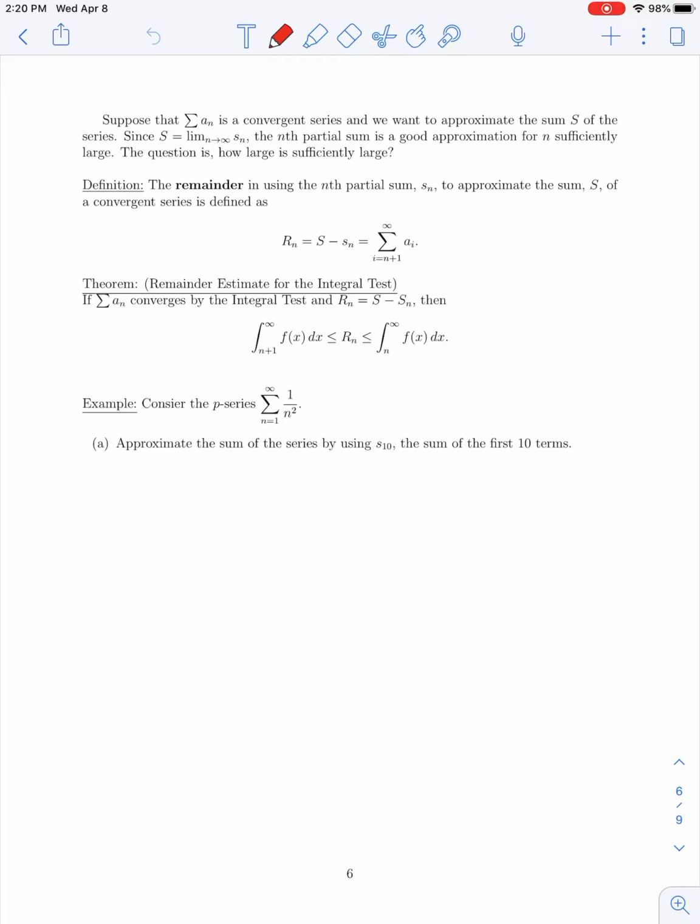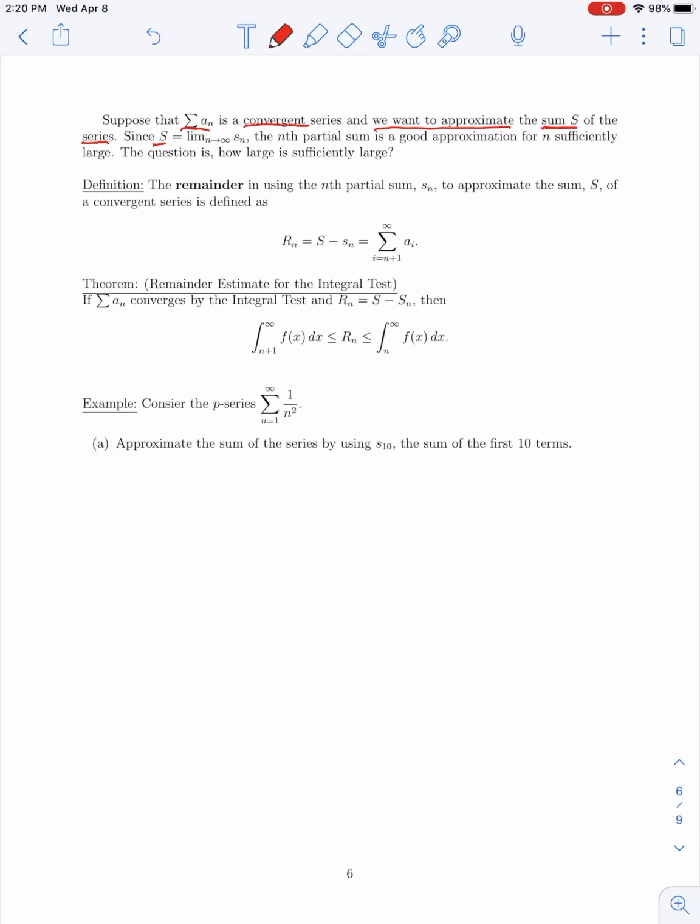So let's suppose that we have some series of terms a sub n, and we know that it is convergent. So it converges to some sum, and the sum of that series let's call capital S. Now let's suppose that we want to approximate the sum of that series. If it's not telescoping and it's not geometric, then we don't know how to find the sum, but maybe we can approximate it. So let's think about how to approximate it.